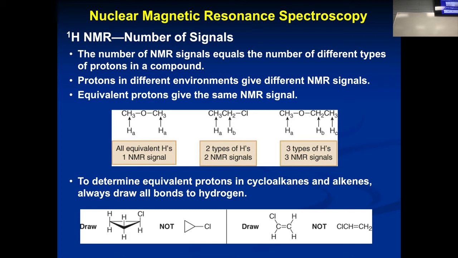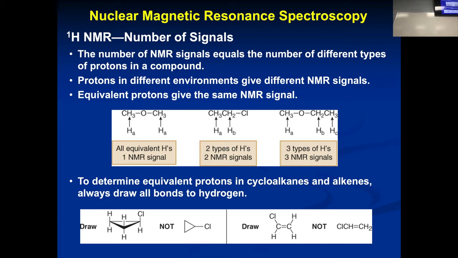Now, if I add one more carbon to dimethyl ether and make it methyl ethyl ether, or ethyl methyl ether, I should say, I'm going to get three NMR signals. There's no longer symmetry around the oxygen, right? This CH3 is different than this CH2, and is different than this CH3. Even though these are both CH3s, they are different.